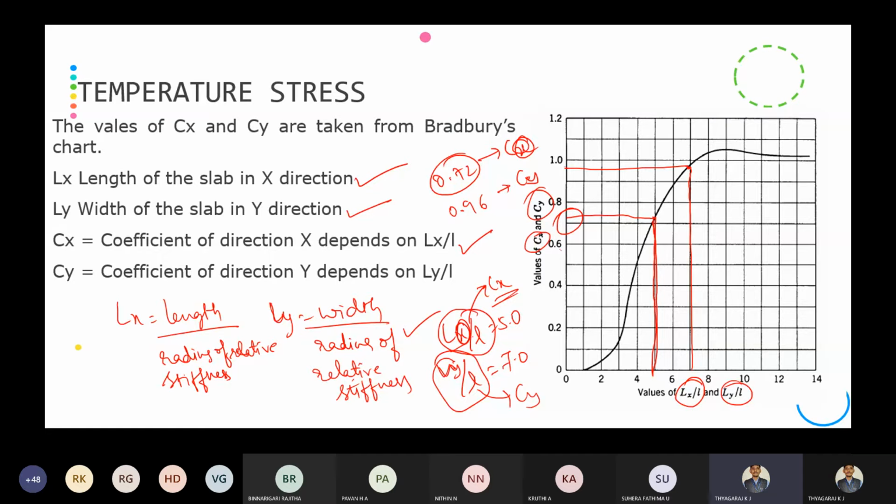Okay, is it clear? Is it clear how to get this Cx and Cy from the Bradbury graph? Please respond. You can unmute yourself and answer, or you can leave a message in the chat section. Is it clear? When we solve the problem, we will get to know how we get Cx and Cy, and Ly by L. So when we solve the problem, we will be knowing.